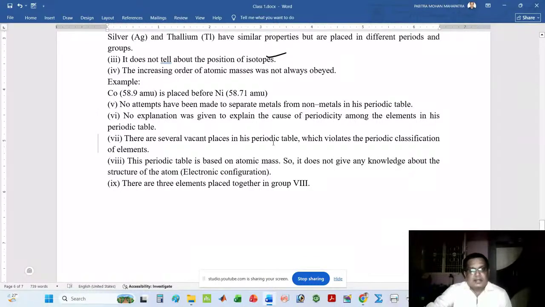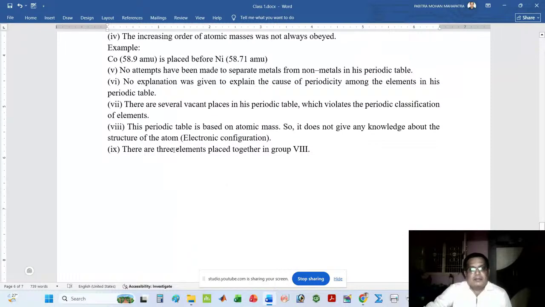Next, there are several vacant places. Next, this periodic table is based on atomic mass, but it is not beneficial for knowing the structure of the atom. There are also three elements present in group VIII.